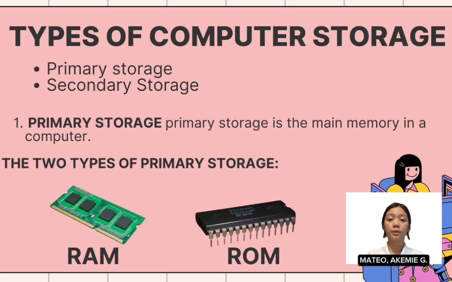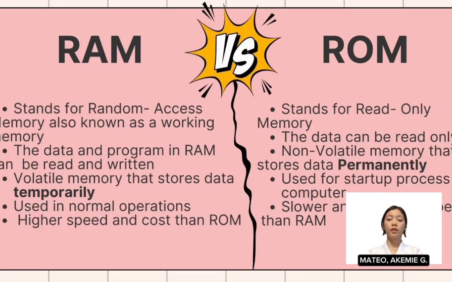Similarly with people, the brain controls our movements and body functions. And without it, a human being is not stable or able to work. There are two types of primary storage, the RAM and ROM.